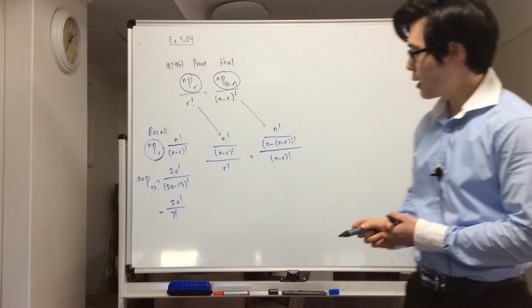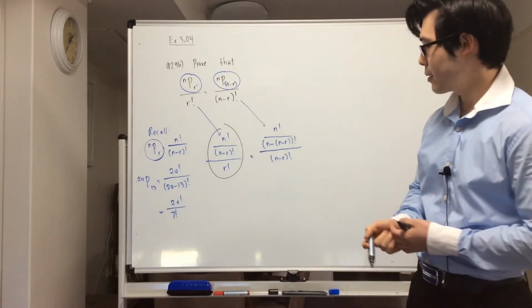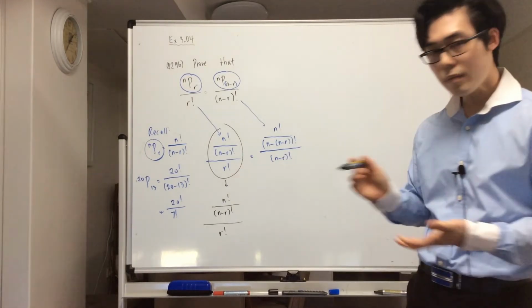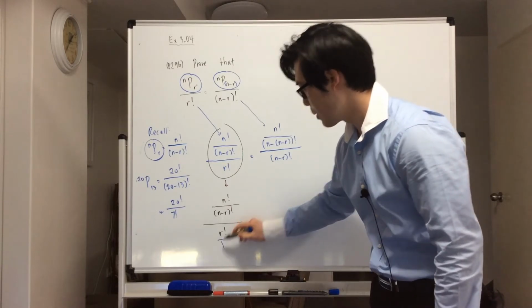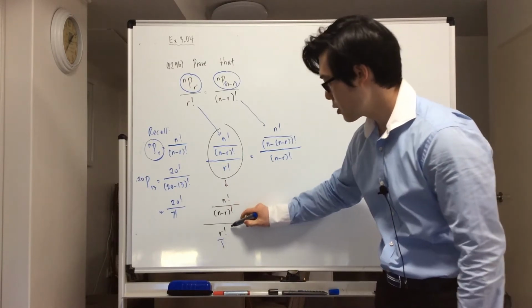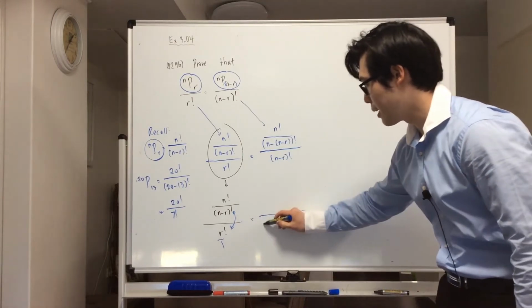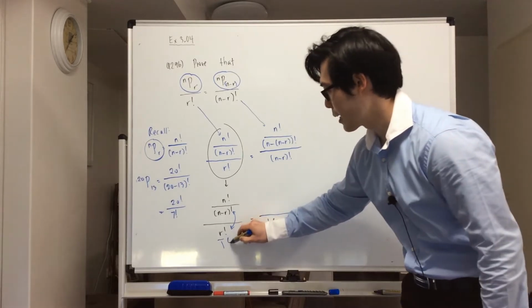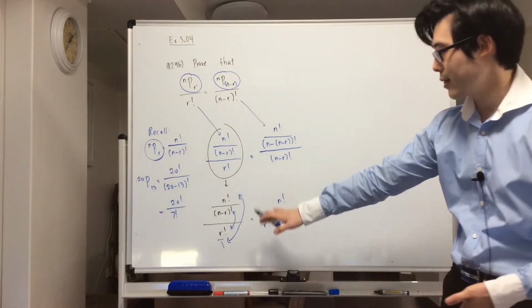So let's work from this side and try to get to this side. Let me rewrite this out. First of all, let's simplify this fraction. Remember, when you have a fraction divided by a fraction, multiplying the insides goes to the bottom, so that's r factorial over n minus r factorial, and multiplying the outsides goes to the top. Okay, so we've simplified that and we get that.